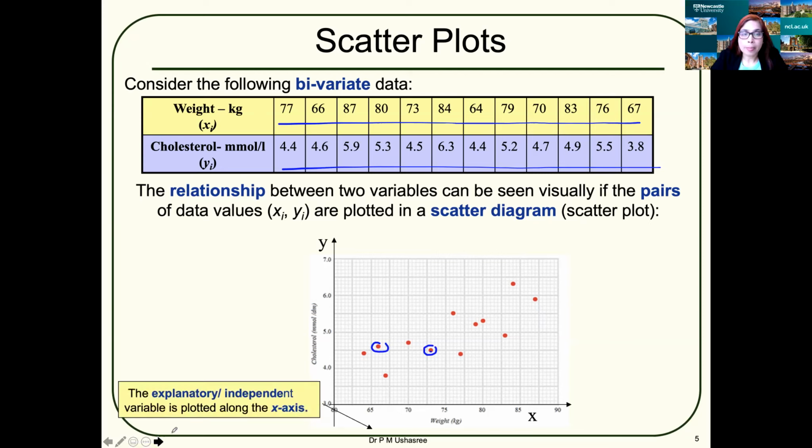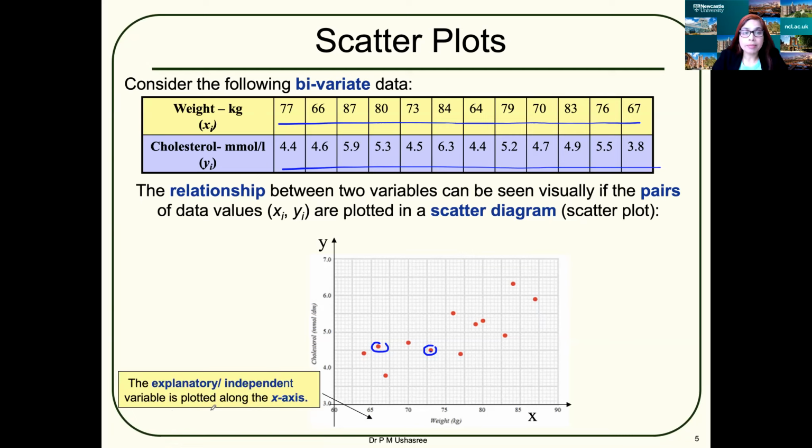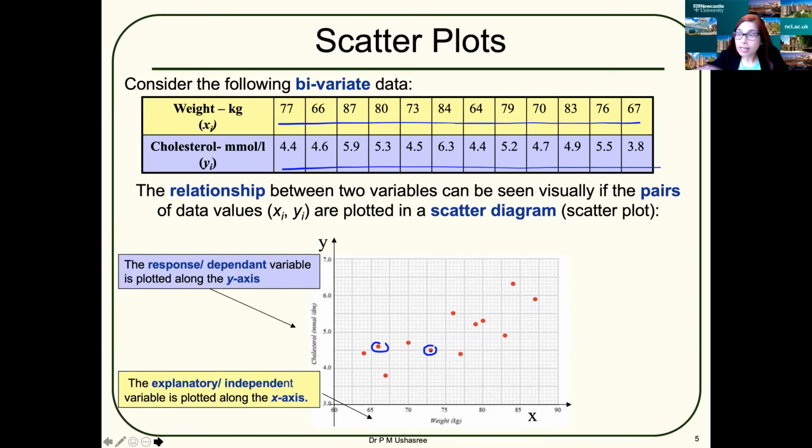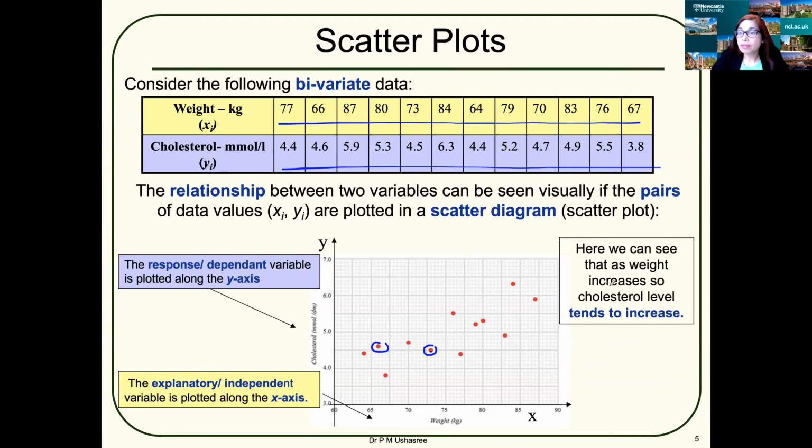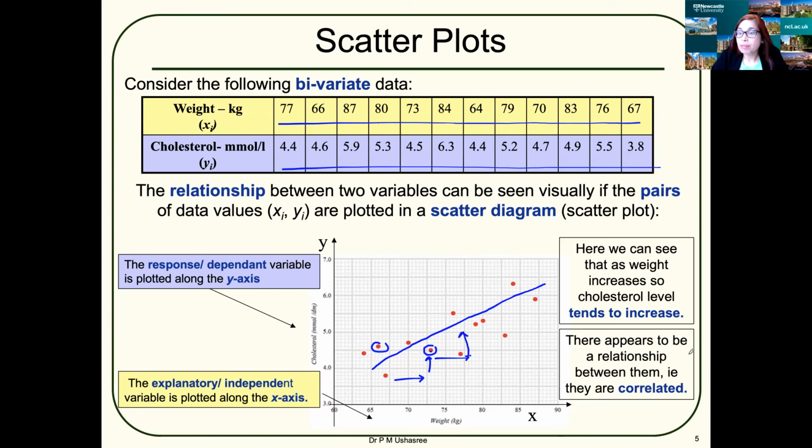So what do we see here? The explanatory or independent variable is plotted along the x-axis. I'm just going through it once again for you. The dependent variable is plotted along the y-axis. And as you can see the trend here, as x increases, that is as the weight of the adult increases, the cholesterol level increases. So there appears to be a relationship between them, and we say that they are correlated.